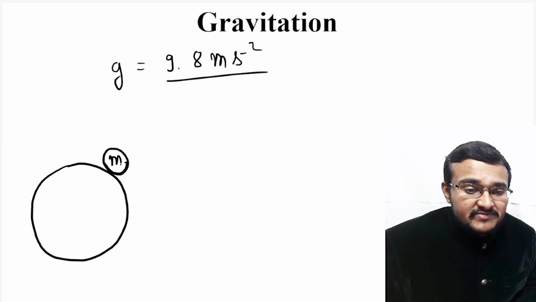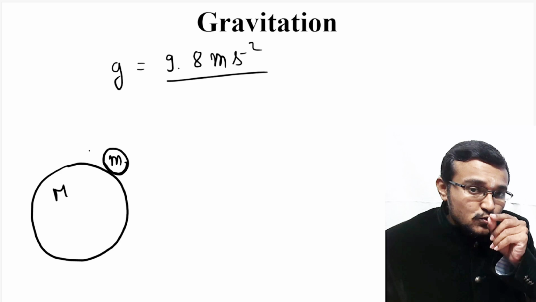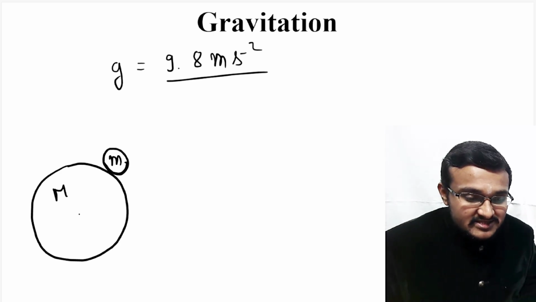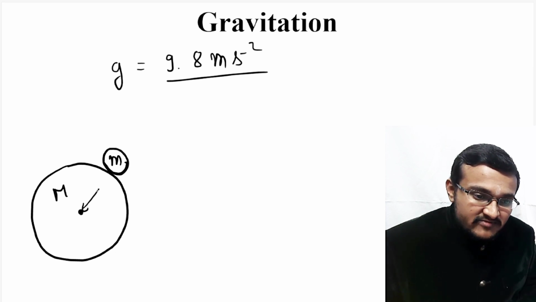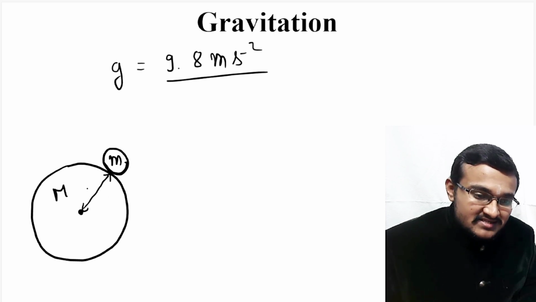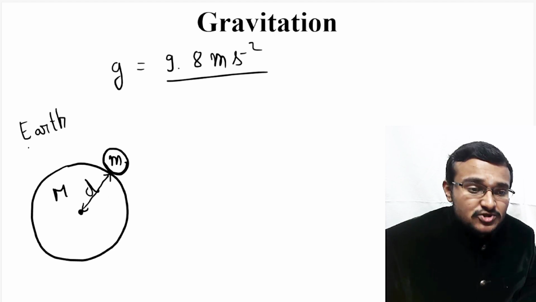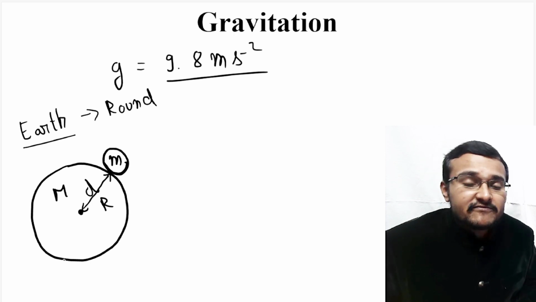This particular object will have mass small m, and this particular Earth will have mass capital M. Now always remember, the gravitational force of any object will be acting towards the center of that particular massed object. That means here the gravitational force of Earth will be acting towards the center of this particular Earth. The distance between the center of the Earth and the object on the surface, you can consider as distance d. And if you assume Earth is almost round in shape, then you can consider this distance as the radius r of Earth.